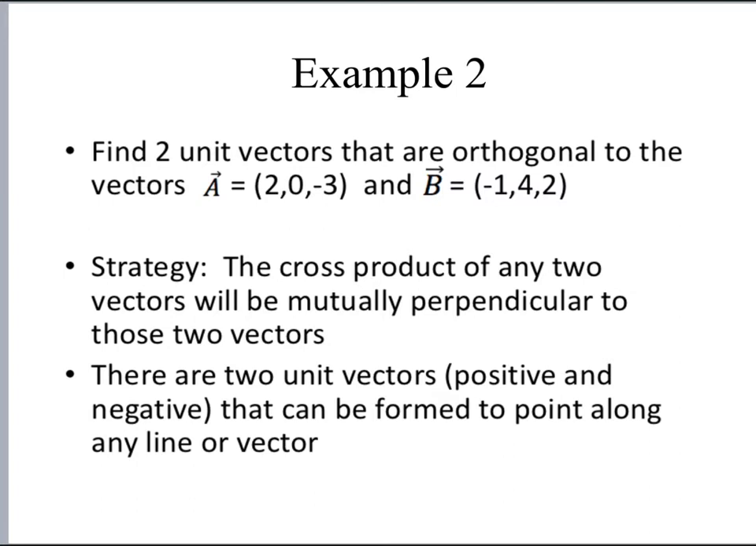So how are we going to do that? What's our strategy? Well, we know that the cross product, or the vector product, of any two vectors will be mutually perpendicular to those two vectors, or perpendicular to the plane that those vectors lie in. So I can do either A cross B or B cross A, and I'm going to end up with a vector that's perpendicular. Once I have a vector that's pointing in the right direction, I can form the unit vector using what we know about unit vectors to point in the same way. So let's just go ahead and do that, and hopefully it will make sense.